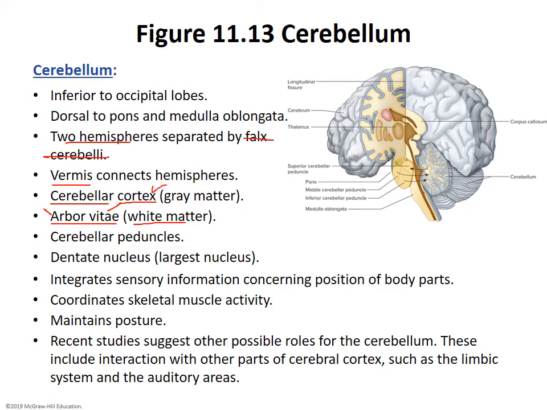Again, cortex means outer layer. Now we just know it's in the cerebellum, and it is gray matter. Now, some of the other things here, what I want to talk to you about, these three: integrate sensory information concerning positions of body parts, coordinates skeletal muscle activity, which is motor information, and it helps maintain posture.